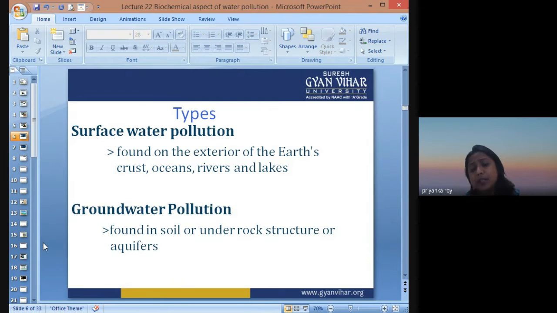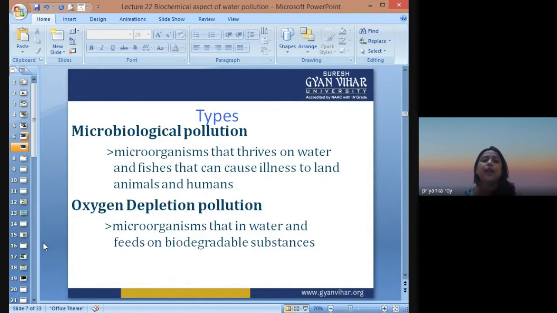The types of pollution can be surface water pollution, that is found on the exterior of the earth's crust: oceans, rivers and lakes. Groundwater pollution is found in soil or under rock structures or aquifers. Then we have microbiological pollutants, that is microorganisms that thrive in water and fishes and can cause illness to land animals and humans. So what is microbiological pollution? It's microbes that thrive in water and fishes that can cause illness to land animals and humans.